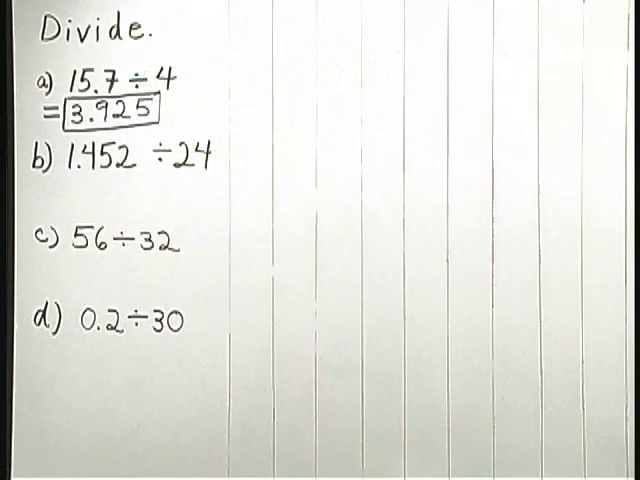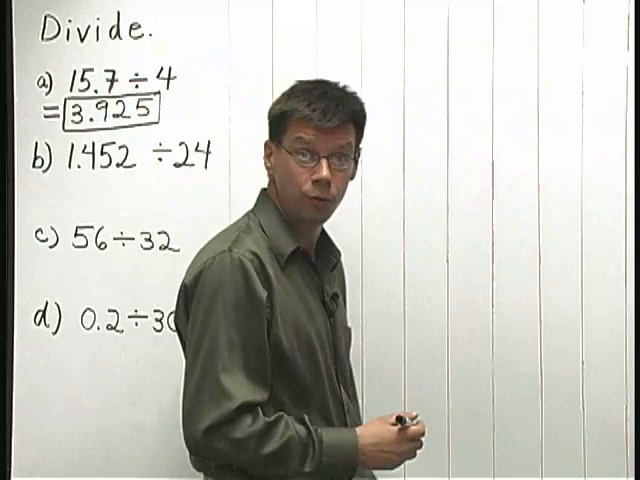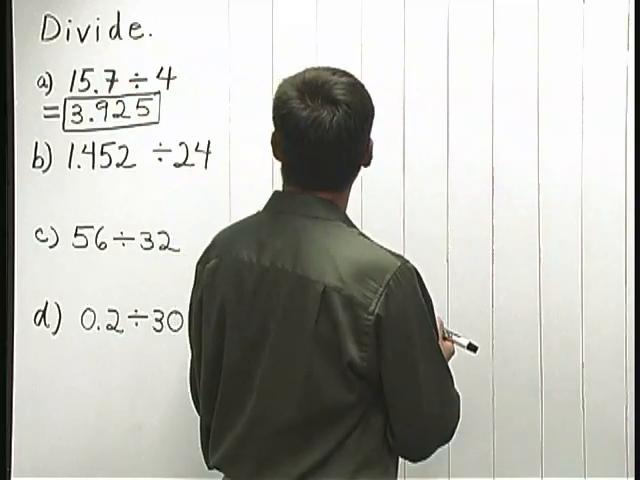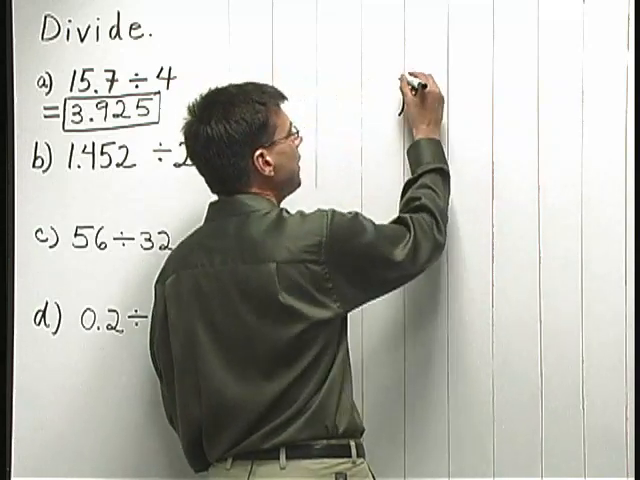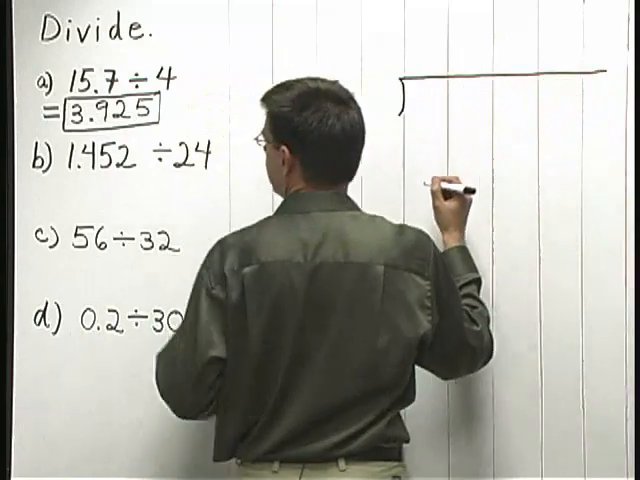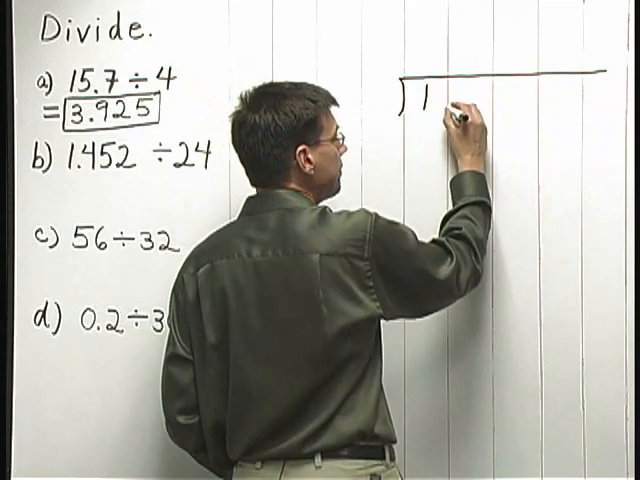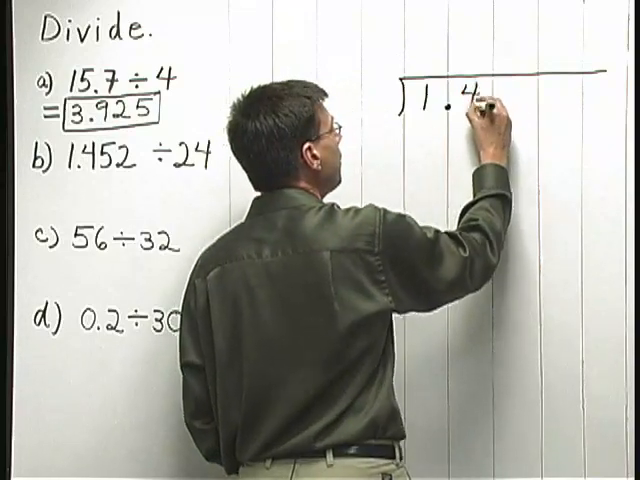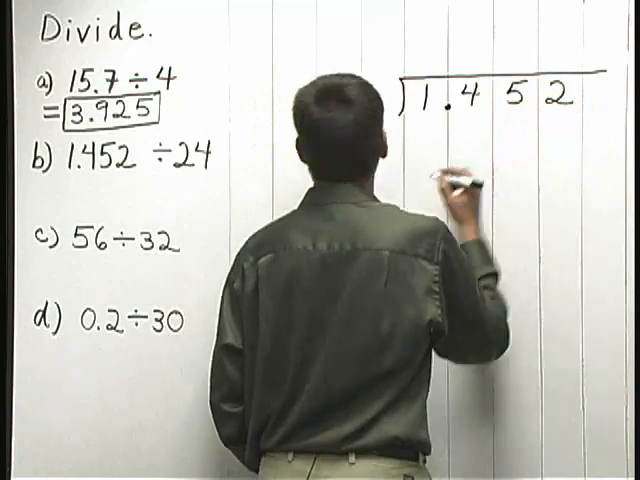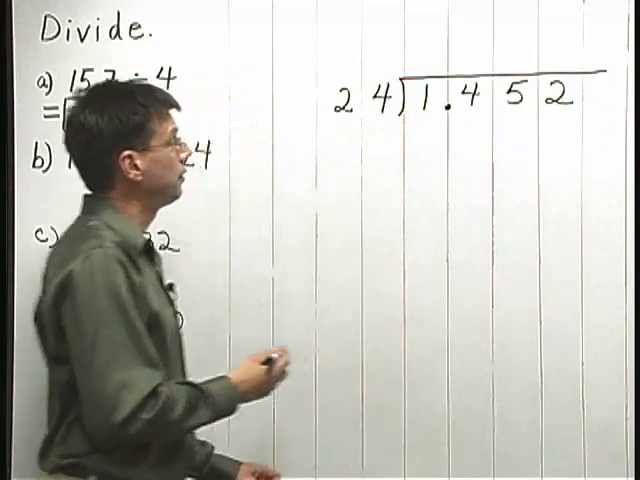Now that we have an answer for A, let's go on to problem B, 1.452 divided by 24. Let's set up our long division box for that one. Inside the long division box goes the 1.452. The 1 I write in a space. My decimal point I place right on one of my red lines. 4, 5, 2. And out in front goes 24.